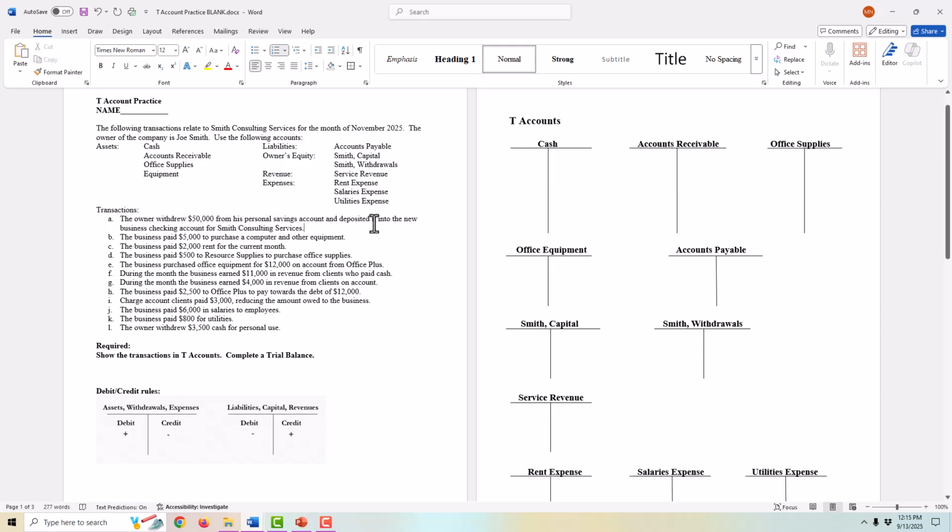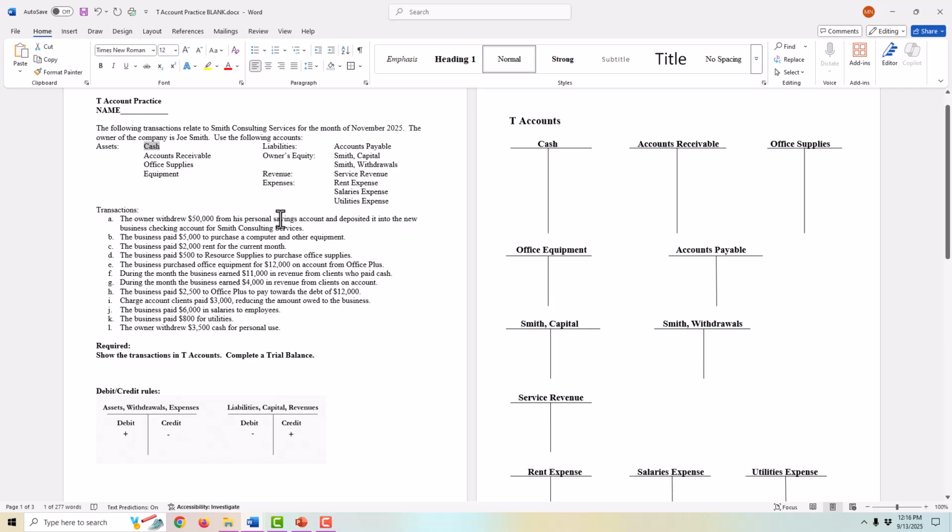The first transaction is the owner withdrew $50,000 from personal savings and deposited that money into the business checking account for Smith Consulting Services. So this is an owner investment. And I know it says checking account, but we're going to use cash to basically show the checking account. What we want to do first is look at what we're adding and subtracting to. What accounts are affected here? Well, the cash of the business just increased by $50,000. Cash is an asset, so we're going to be adding to cash with a debit.